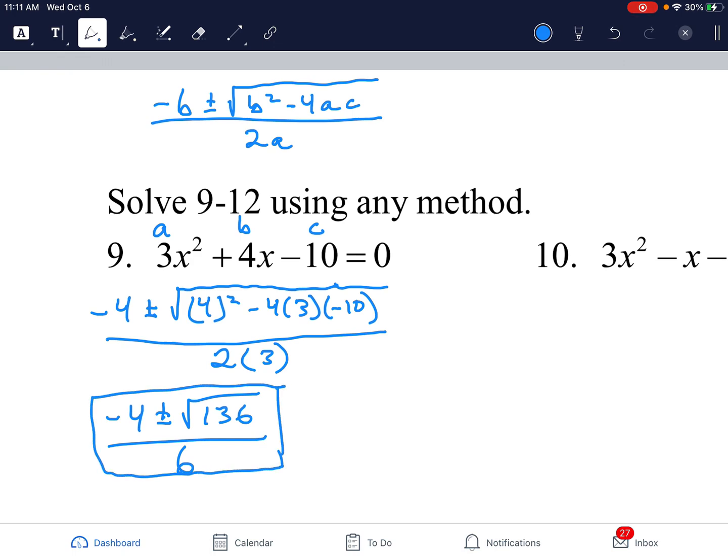Now I know this wasn't factorable now that I've done this problem because the square root of 136 is not a perfect square, thus there's nothing you can do with this. Okay?